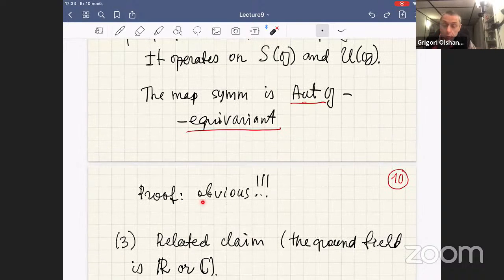So the proof is obvious. This is trivial.